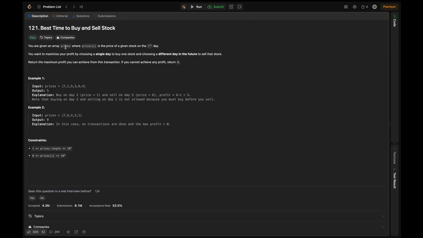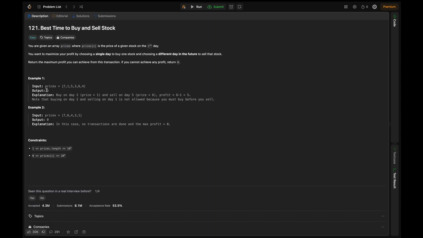You're given an array prices where prices[i] is the price of a given stock on the ith day. You want to maximize your profit by choosing a single day to buy one stock and choosing a different day in the future to sell that stock. We have to return the maximum profit you can achieve from the transaction. If you can't achieve any profit, we should return 0.